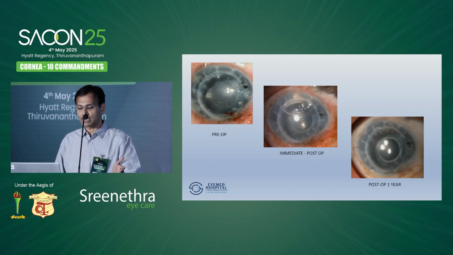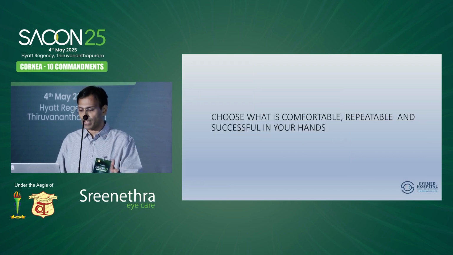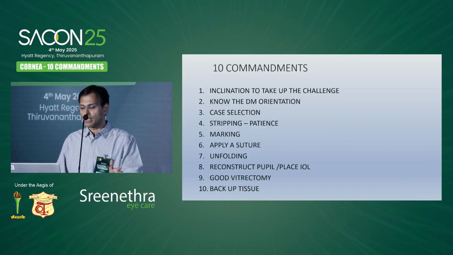Even these grafts, you can see that they are vascularized, scarred. See at one year how the cornea is. Because doing a regraft in these patients, 100% it's going to fail. So choose what is comfortable, repeatable and successful in your hands. So the ten commandments: first is the inclination to take up the challenge.